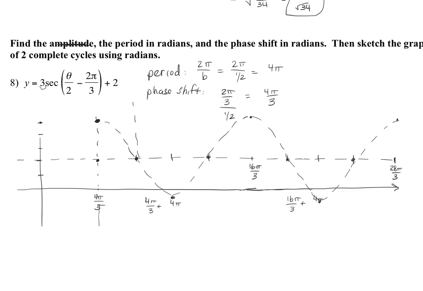So then there's a vertical asymptote every time it crosses through the midline. And then finally, the secant function flips upside down at the highest and lowest points.